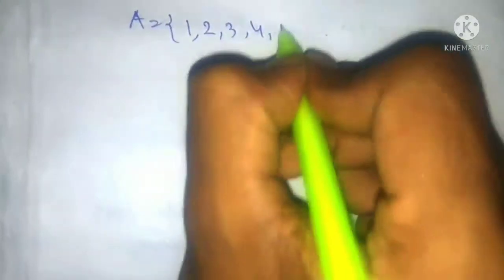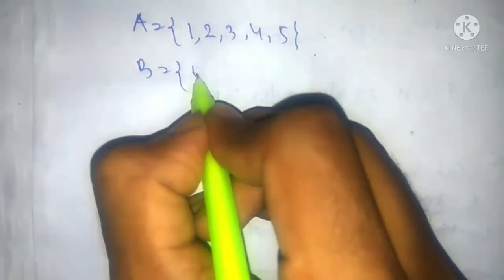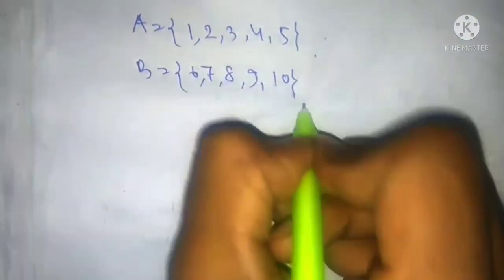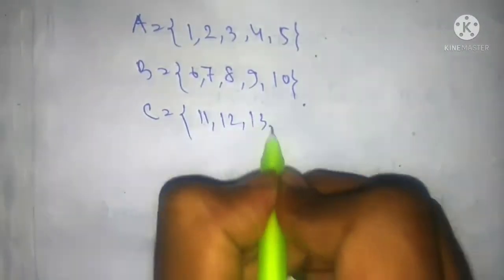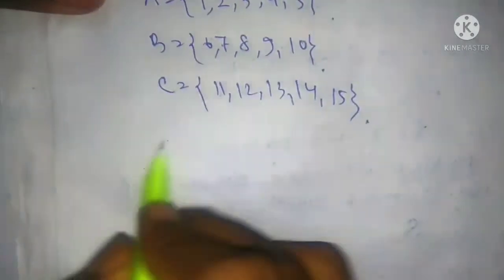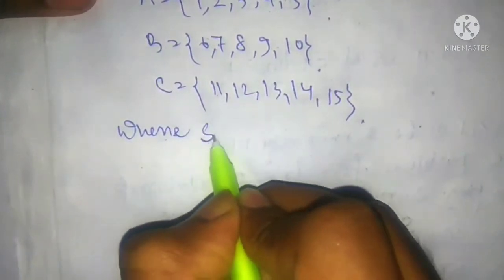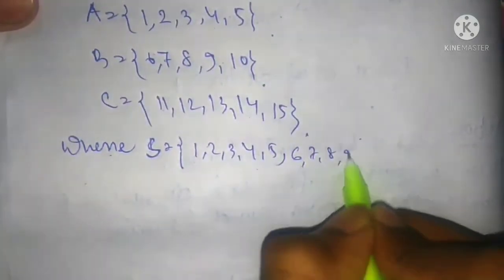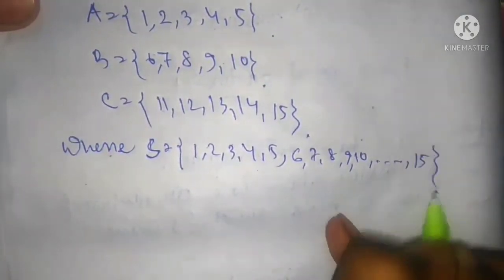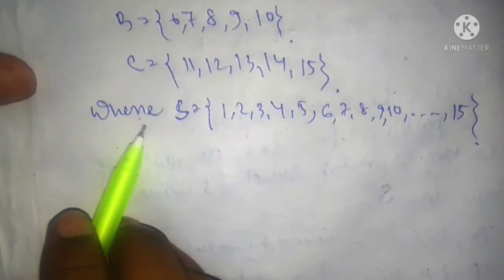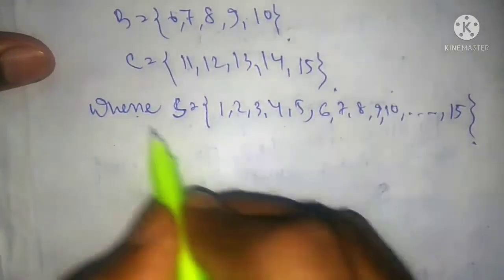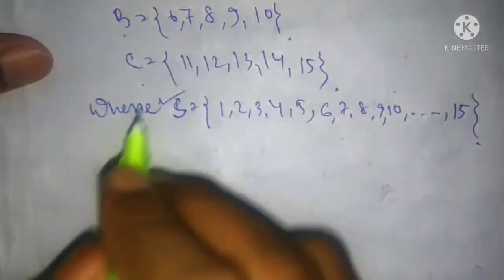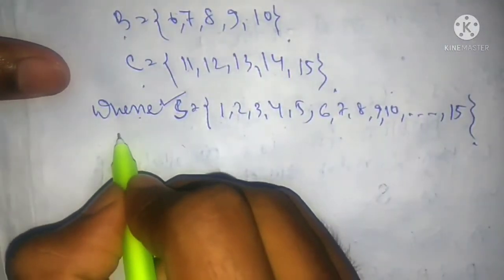Okay. Let's take an example and check if it is a partition of the set. Let A equal 1, 2, 3, 4, 5. B equals 6, 7, 8, 9, 10. C equals 11, 12, 13, 14, 15. Where S, what is S? S is the whole set, whose elements are 1, 2, 3, 4, 5, 6, 7, 8, 9, 10, up to 15. So S is that set, and A, B, C are the subsets.